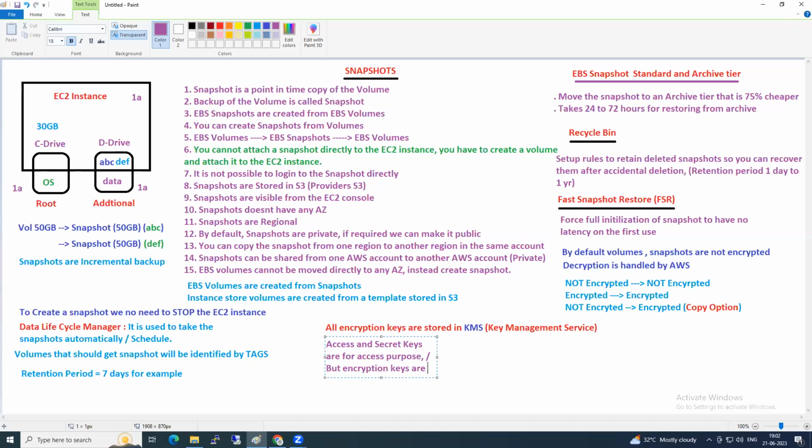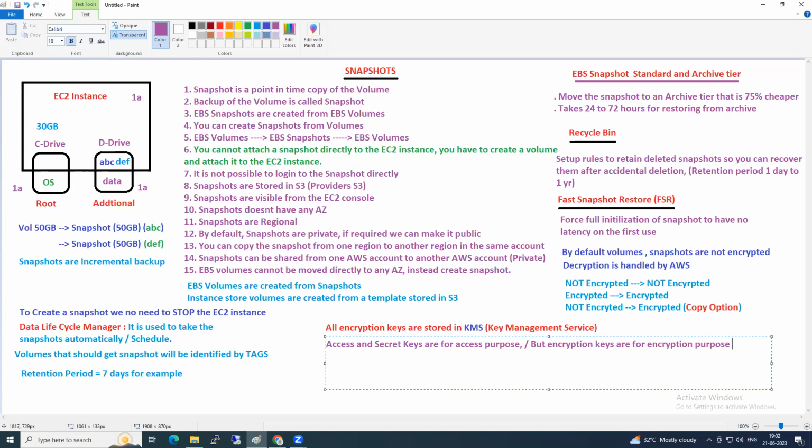Encryption keys are for encryption purposes, for security.